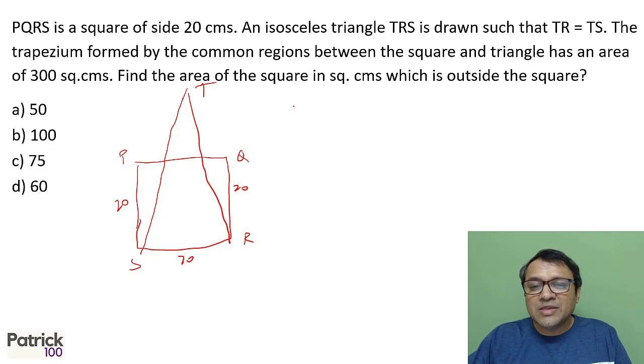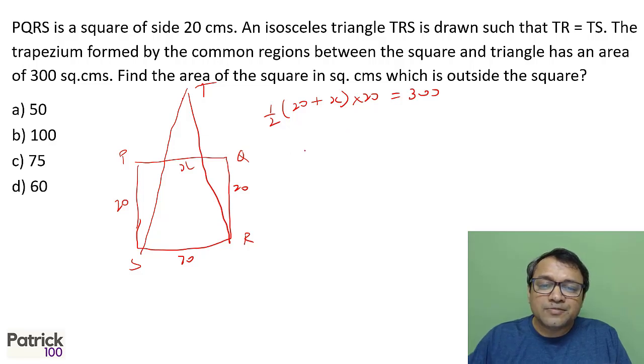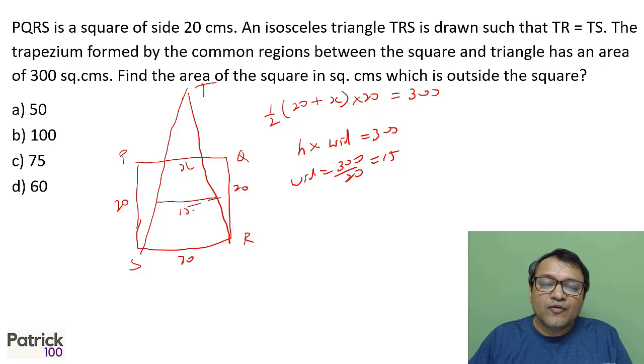You can say the area of a trapezium is half into the sum of parallel sides, 20 plus, let's say, x, into 20, which is equal to 300. An easier way to do it is height into the average width. I know the height is 20, so the average width will be 300 upon 20, which is 15. So on average the width is 15, which is the average of 20 and the value above, which will be 10. The average of 10 and 20 is 15. You can solve it this way also, and you will still get x as 10.